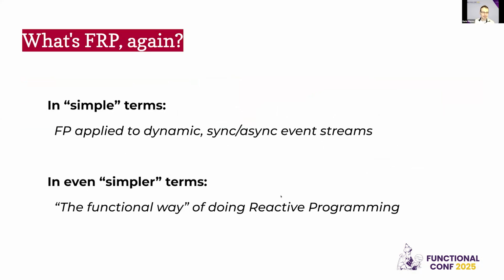So why is the world broken? What's going on? First, what is FRP, Functional Reactive Programming? For those that might not know, it is functional programming applied to event streams, essentially. So rather than treating arrays as functors, objects as functors, etc., we take event streams, as discussed earlier, and we do transformations on them. In even simpler terms, it's just the functional way of doing reactive programming.